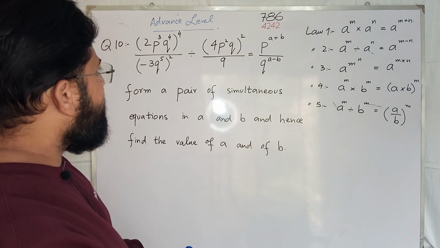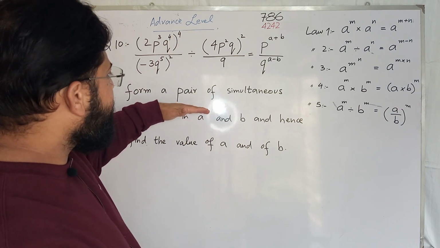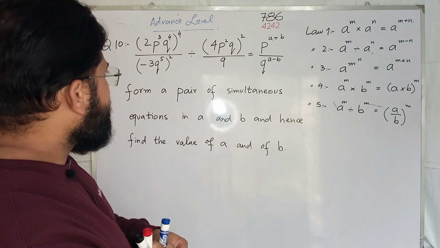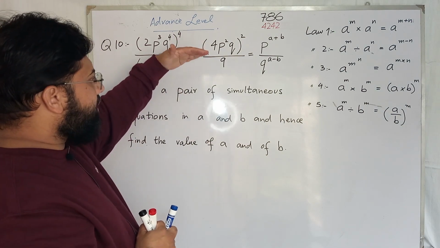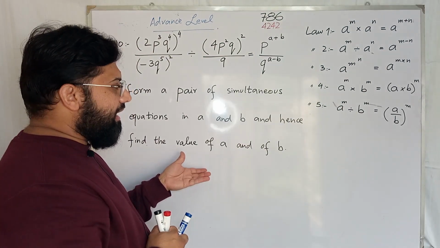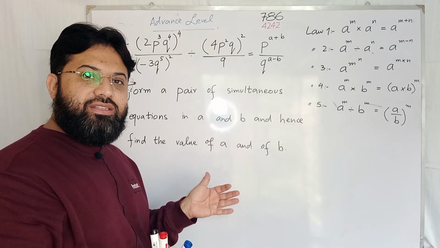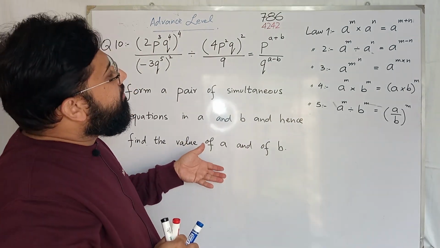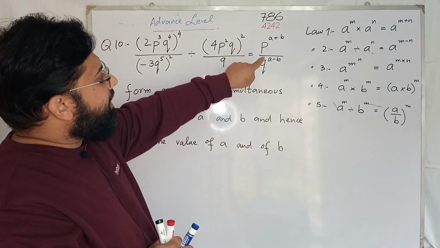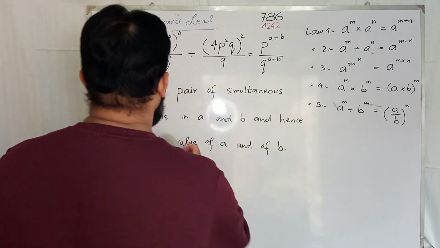So they are saying that this is already an equation. You are going to form a pair of simultaneous equations. First we have to solve this question up to certain level with the help of law of indices. Then at a later stage the question will be converted to the simultaneous equations, and with the help of simultaneous equation we will find the value of a and b. So let's see how it happens.